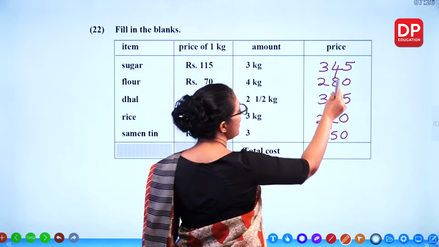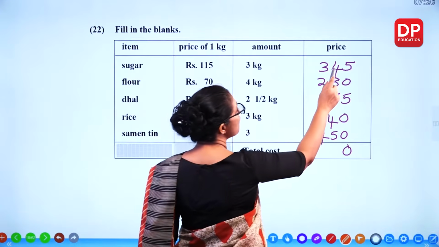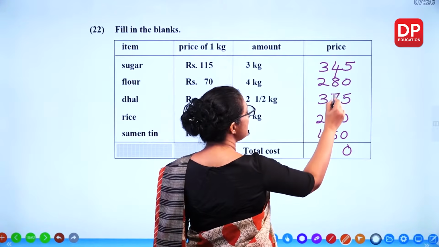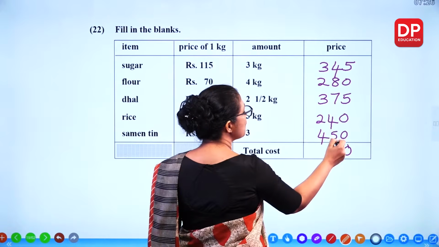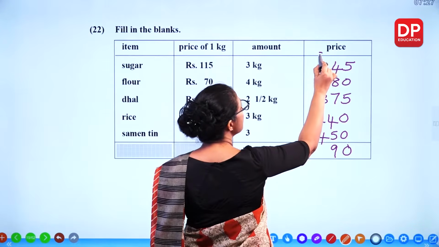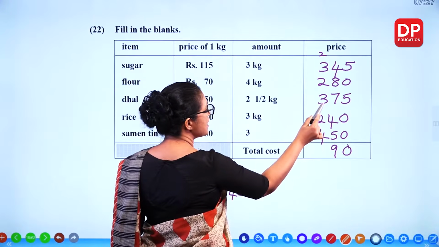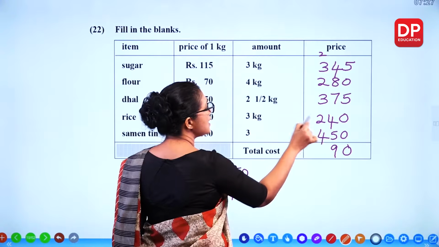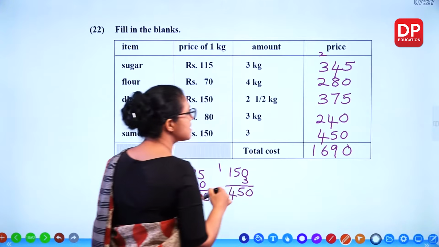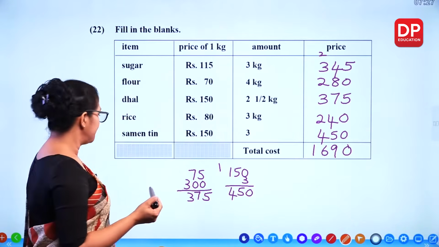Now, how do we find out the total? Just add all these together. 5 plus 5, 10. 1 remaining. 5 plus 8, 13. 13 plus 7, 20. 25 and 29. 2 remaining. 5 plus 2, 7. 7 plus 3, 10. 10 plus 4, 14. 14 plus 2, 16. So 1,690 rupees is the total cost.